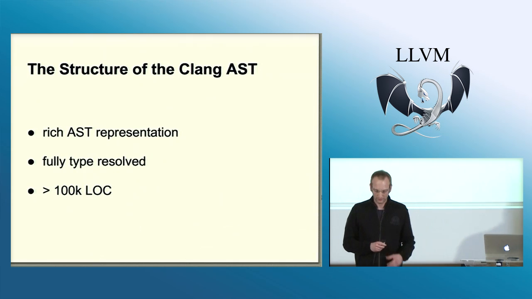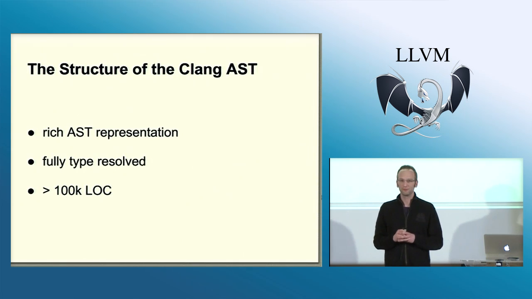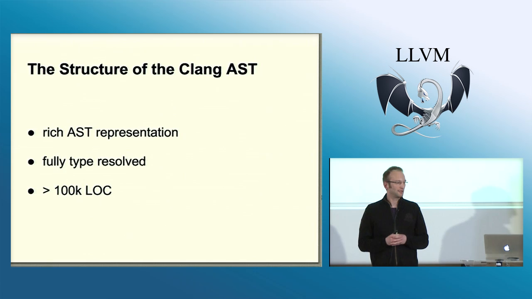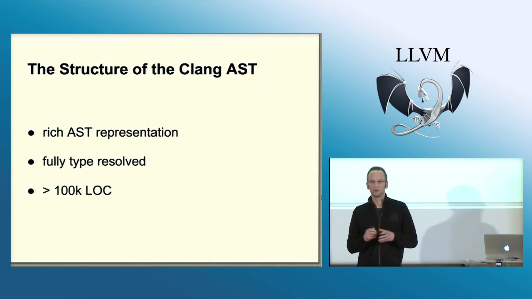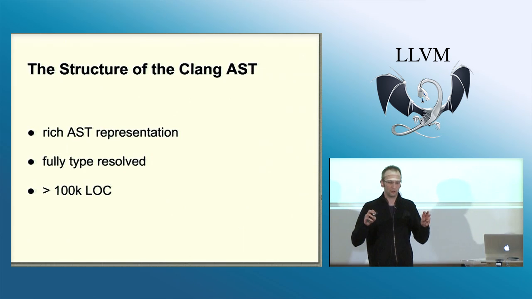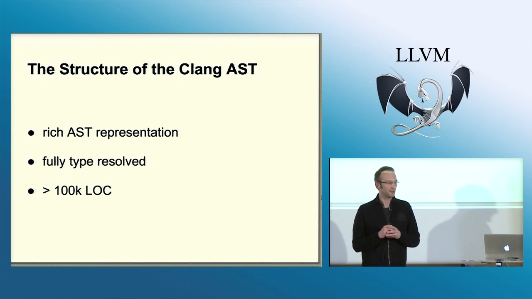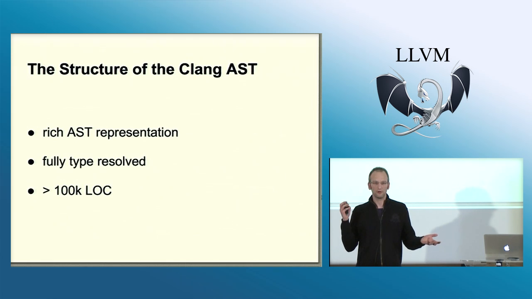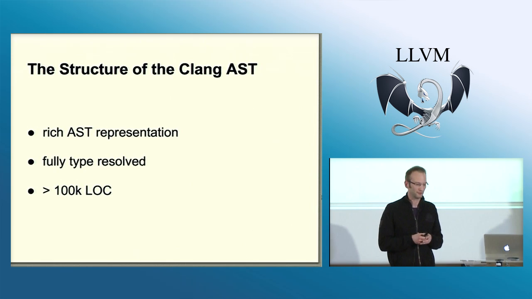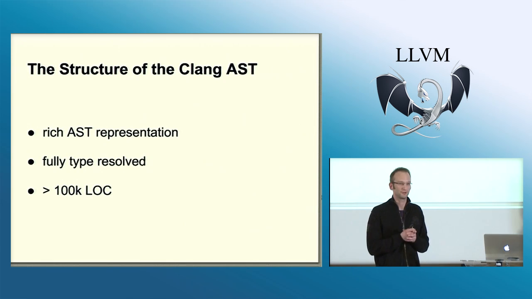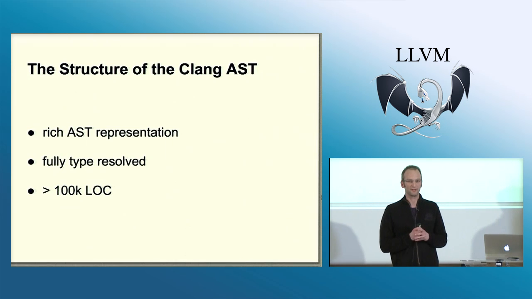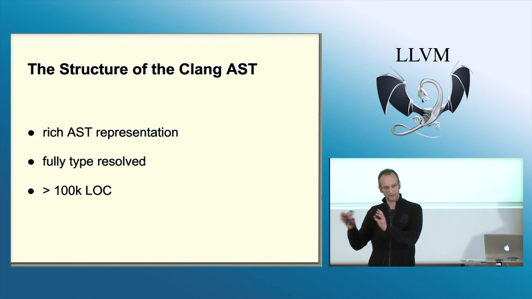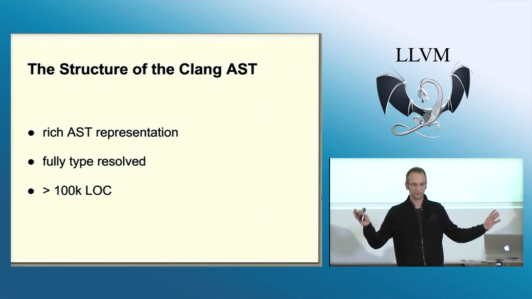So let's talk about the very basic things first. What makes Clang's AST special? It's a very rich AST representation compared to what you have in other languages. You have a very accurate representation of the source locations for every node in the AST. It is also fully type resolved, which comes from C++. You cannot parse C++ without doing the type resolution, so you don't have a fast way to get a non-type resolved AST. And it's also huge, right? It's more than 100,000 lines of C++ code. And that's just the AST. That is not the semantic analysis or anything. It's just the classes in the AST.